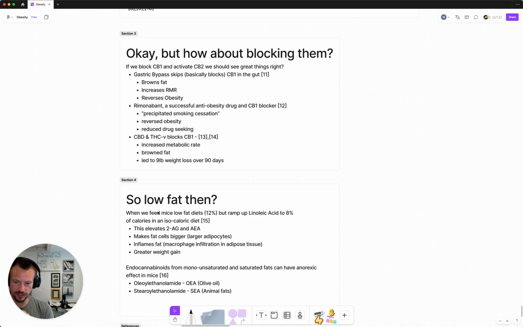It makes their fat cells bigger, it makes their fat inflamed, and it leads to greater weight gain. And then on the inverse of this, if you change the dietary fat intake, endocannabinoids can be produced from monounsaturated fat and saturated fat. And they have an anorexic effect in mice.